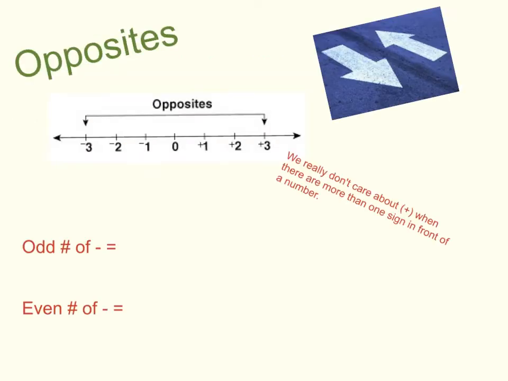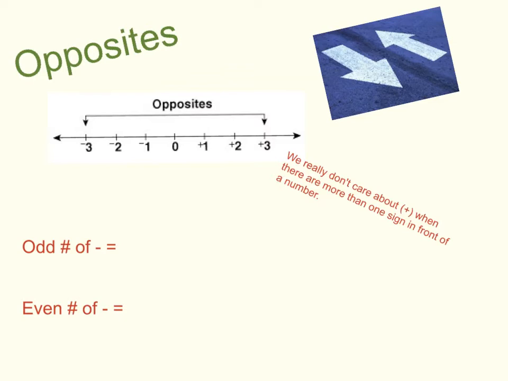So with integers, we have what are called opposites. As you can see in the diagram here, we have a positive 3. The opposite would be a negative 3. If we have a positive 1, we actually have a negative 1. So when we talk about opposites, we're really looking at multiple signs in front of a number.